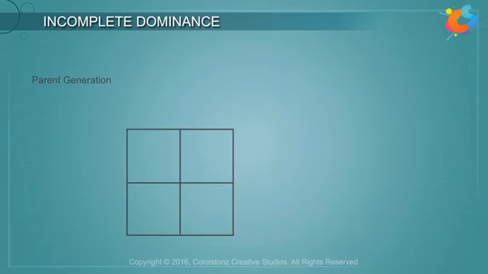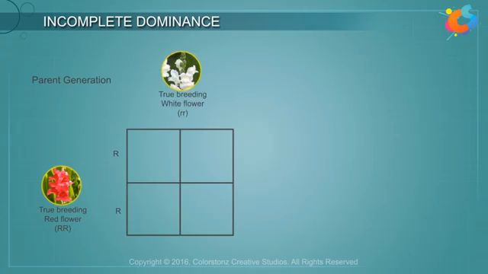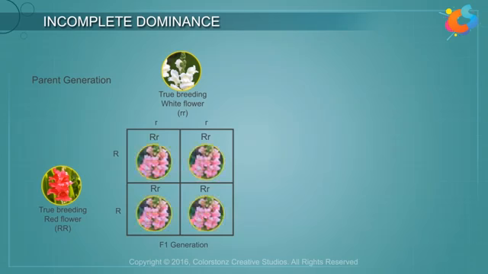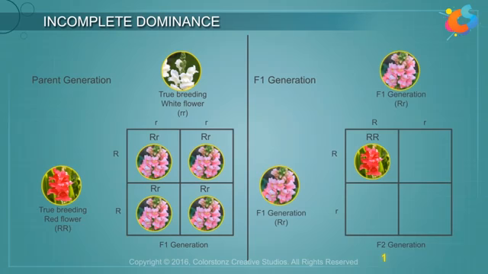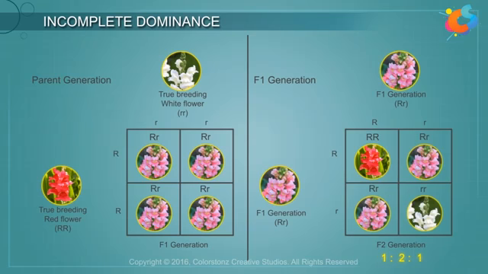In a cross between true breeding red-flowered RR and true breeding white-flowered plants, rr, the F1, Rr, was pink. When the F1 was self-pollinated, the F2 resulted in the following ratio: 1 RR, red, is to 2 Rr, pink, is to 1 rr, white.